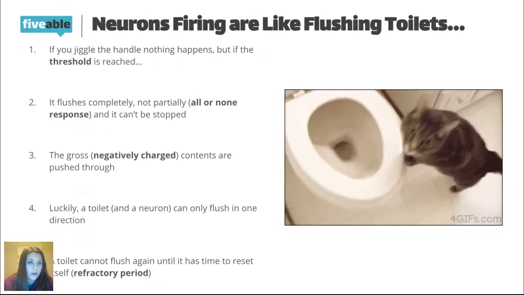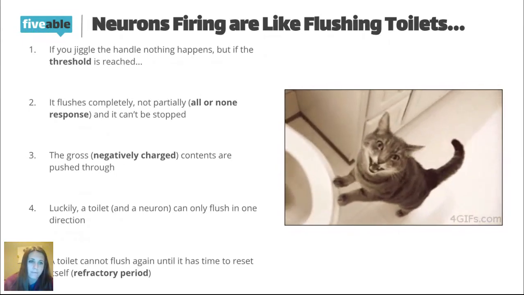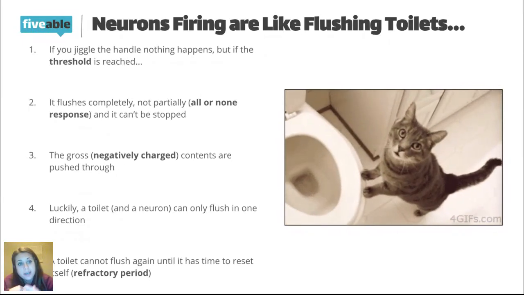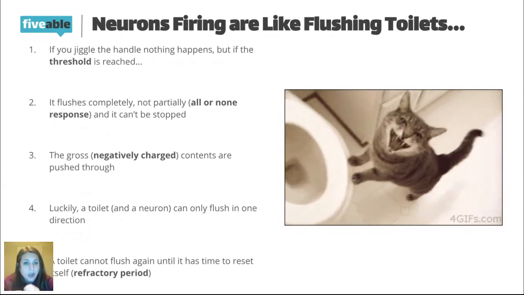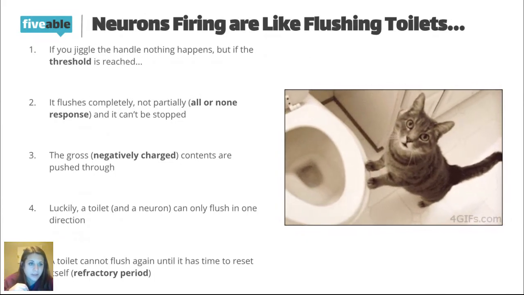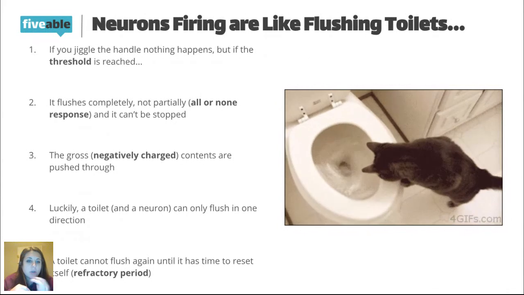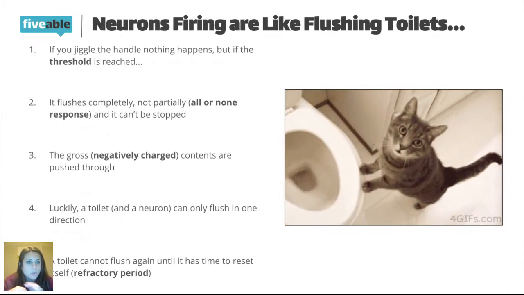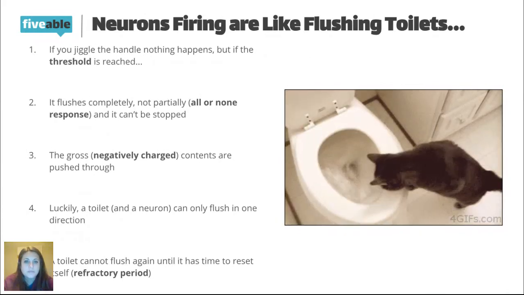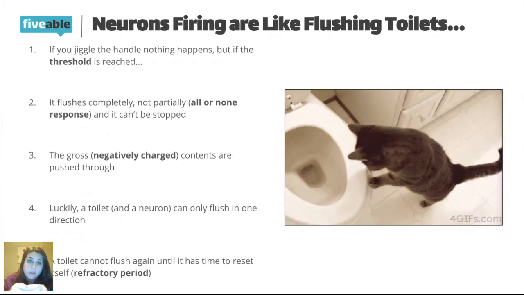Just like a toilet, a neuron either fires or it doesn't. It's all or nothing. Basically, you can't half flush a toilet. You can't half fire a neuron. And once it starts, it can't stop. In a neuron and in a toilet, the gross or negative contents are pushed through or removed. And so the negative ions in the neuron travel through and out. And then luckily, a toilet, just like a neuron, can only flush in one direction. It's not multi-directional, and so it all goes the same way outwards. So that's a nice analogy, I think, for helping you understand or remember the basic process of a neuron firing.